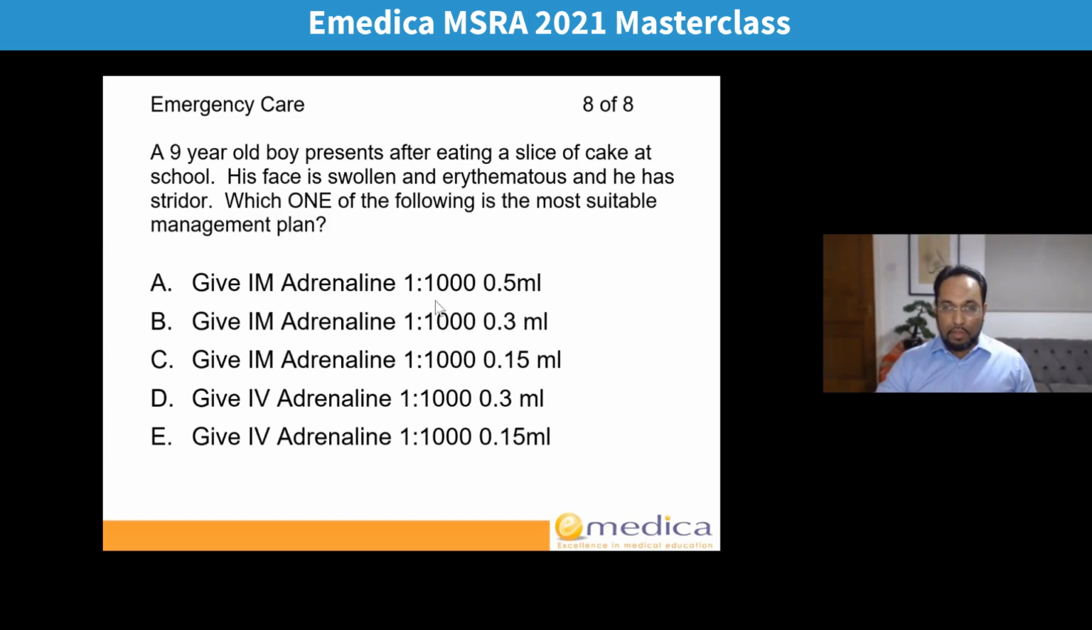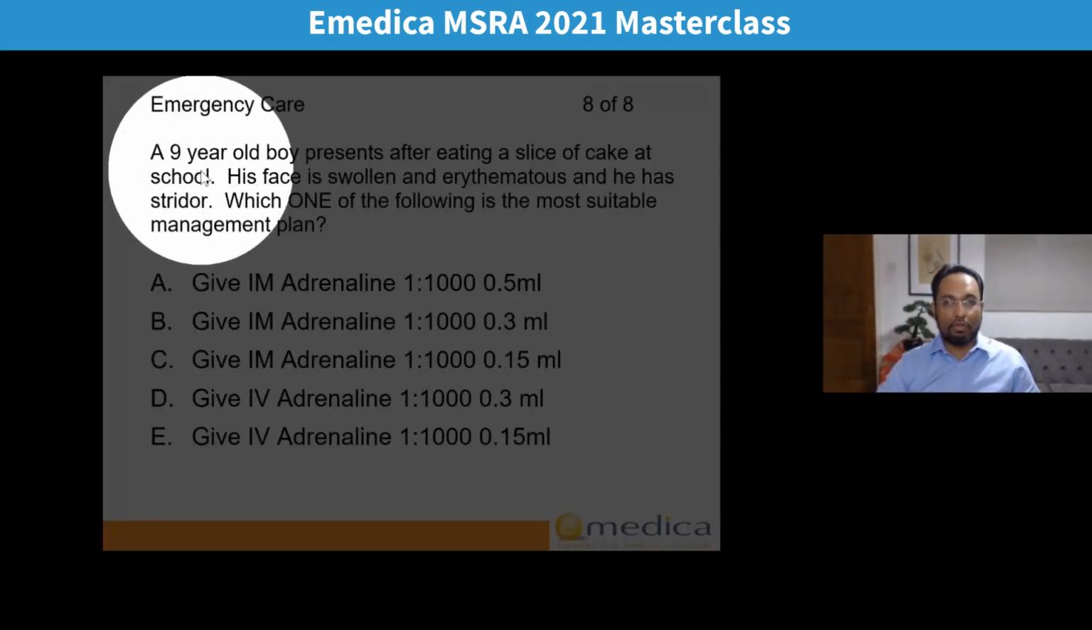The most popular answer by a big margin is B, IM adrenaline 1 in 1000, 0.3, but actually a third of you picked IM adrenaline 1 in 1000, 0.5 mils. Then C was the next most common after that. A few people picked IV adrenaline 1 in 1000, 0.3 mils. So this is a 9-year-old, that's important.